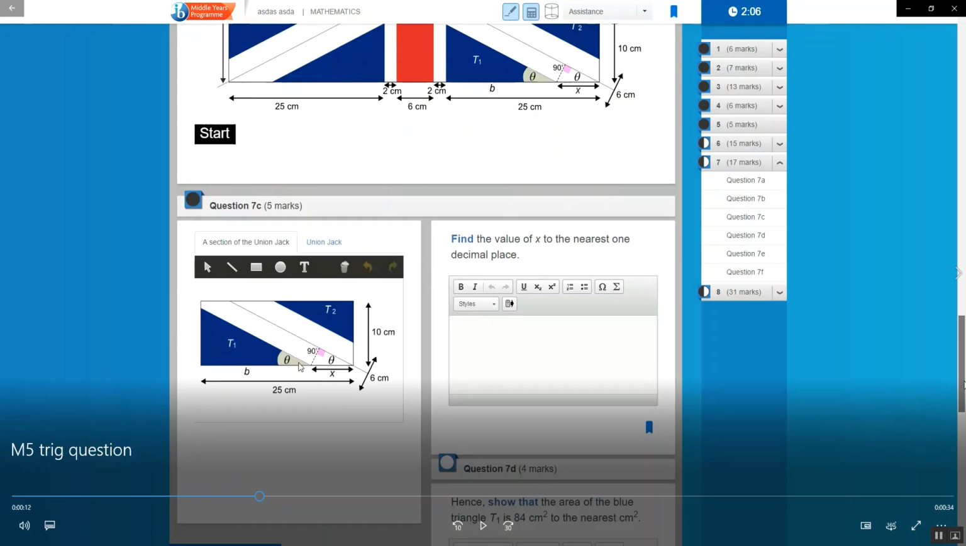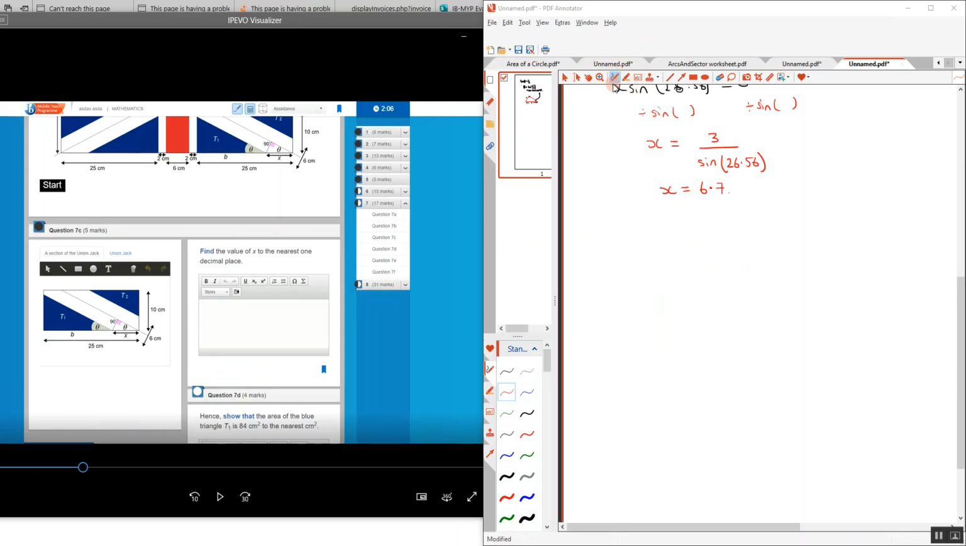10. All right, yeah, so you've got b. It's 25 take away our value for x. So 25 take away 6.7, 18.3 is b. We know the angle. We've worked that out. So we can work out the height of this triangle, and then when we've worked out the height, we can use the formula for the area. Well done. All right, good. You guys are thinking about this nicely.